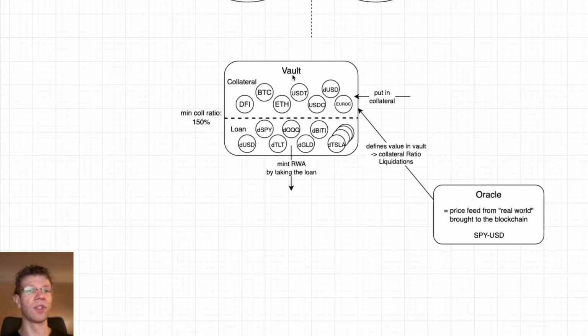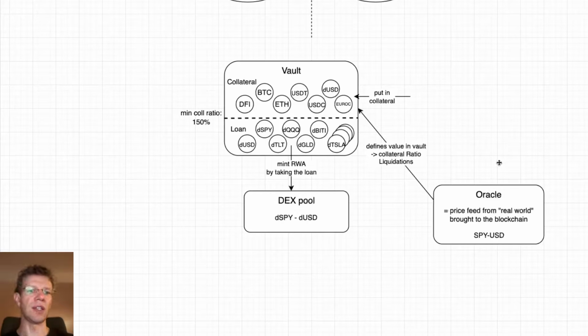Now the question is, what can you do with that, and how do you use them? And therefore you have the DEX. We have the native DEX on DeFiChain, which is also part of the consensus. And there we have the pools where you have, for example, SPY, DUSD. So for every loan token, except the DUSD, you have a pool, the real world asset with the DUSD. People can buy the real world asset on the DEX, or they can create it via the vault, depending on what use case they have, what they want to do, right?